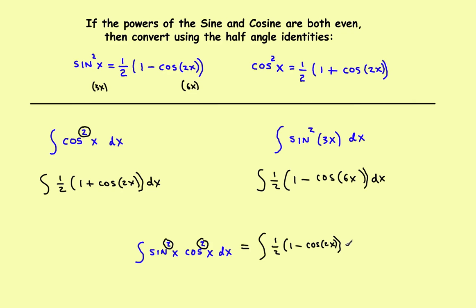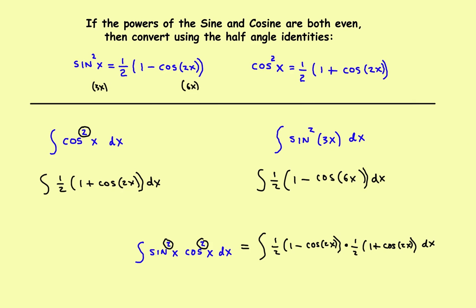And then this is times, now use this formula. This would be 1/2 of 1 plus the cosine of 2x dx, and then you'll just combine everything and off you go. So there's an example of just kind of how to set them up using these different rules.